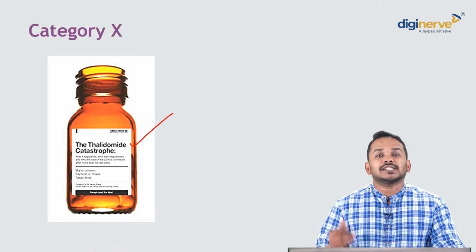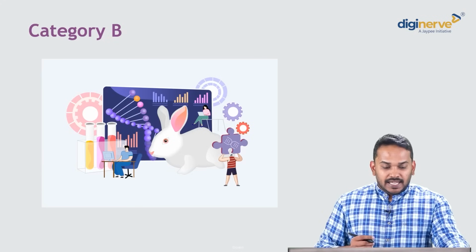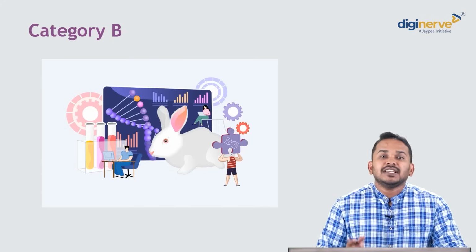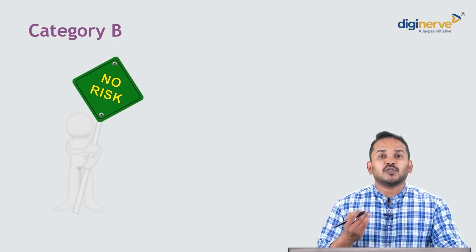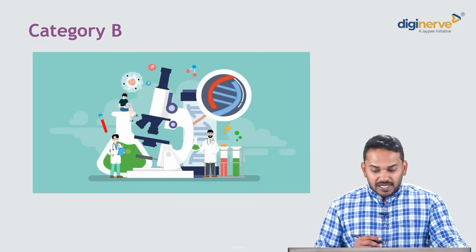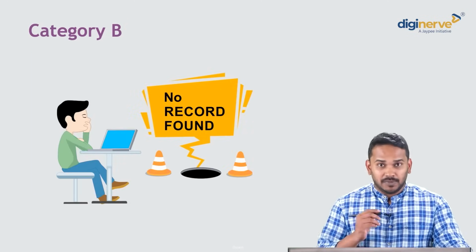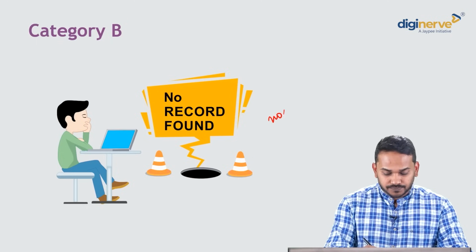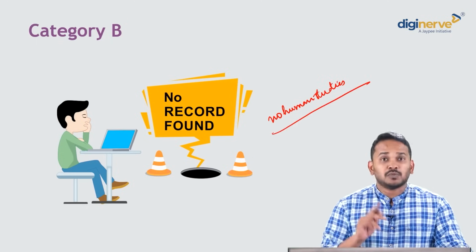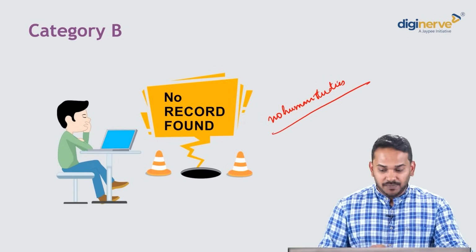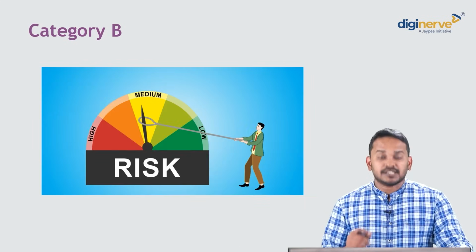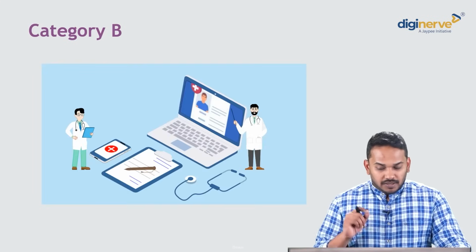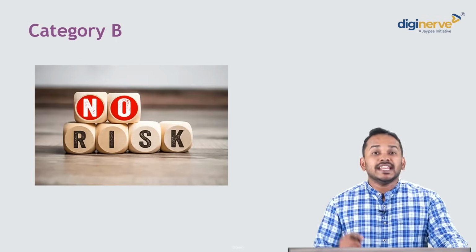Now, we will see what are category B, C and D. Category B means that they are comparatively safer to be used in pregnancy, and animal studies do not demonstrate any risk to the fetus, but human studies are not available. There are no human studies. This is one scenario in which a drug comes under category B. Another scenario is that animal studies have demonstrated there is risk to the fetus, but human studies do not show any risk at all.